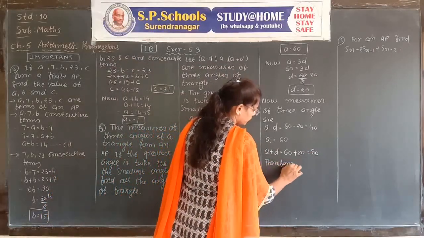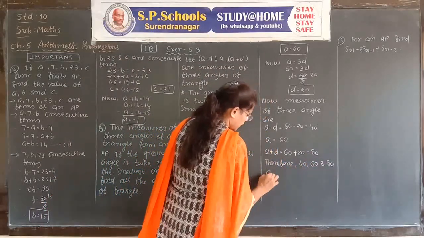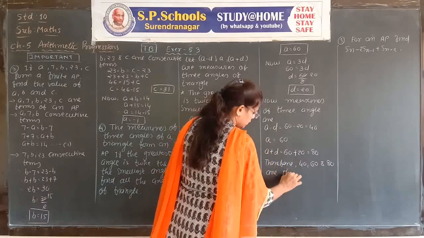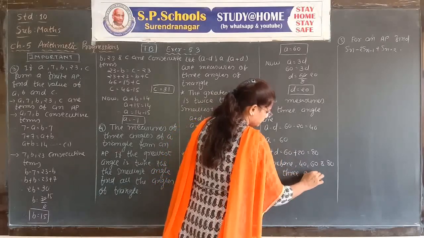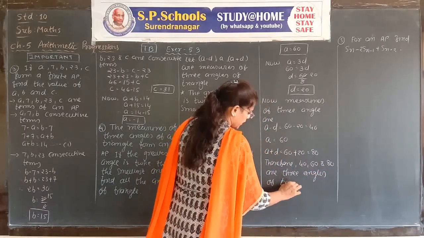Therefore, 40, 60 and 80 are the three angles of the triangle.